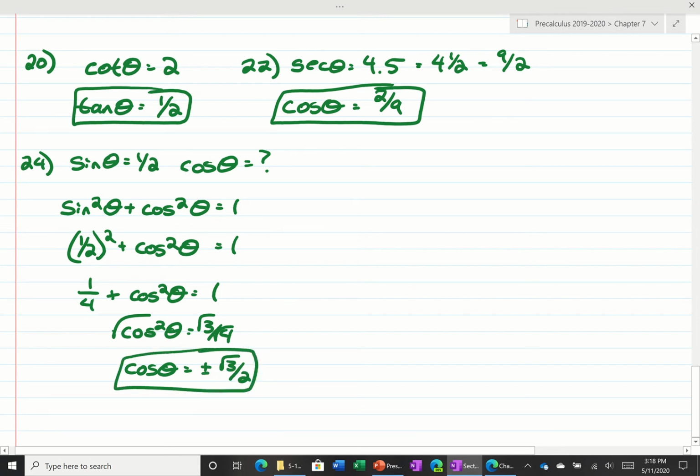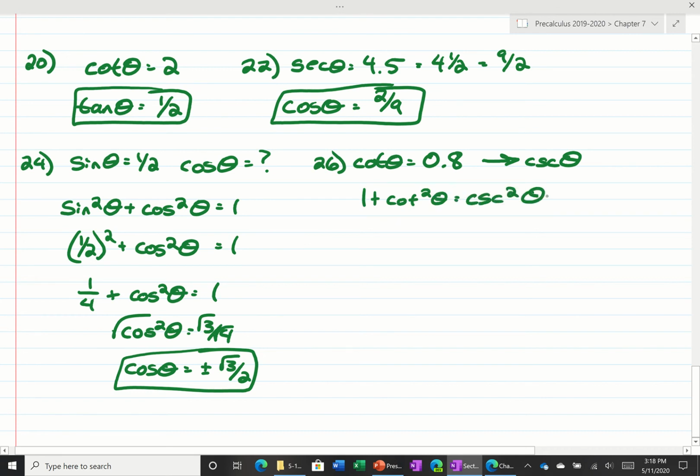For number 26, we have cotangent of theta is equal to 0.8, and it wants us to know, what's cosecant of theta. Well, there's a formula that says 1 plus the cotangent squared of theta is equal to cosecant squared of theta. Cotangent is 0.8, and 0.8 is 4/5. It's easier for me to work with fractions than decimals. 4/5 squared is 16 over 25.